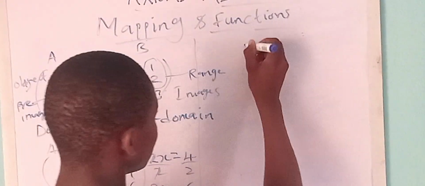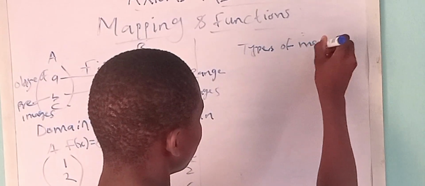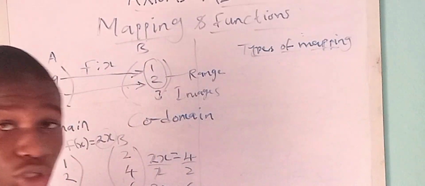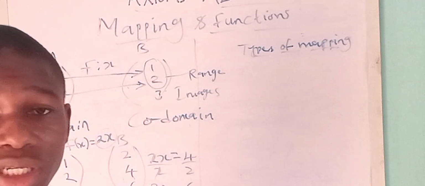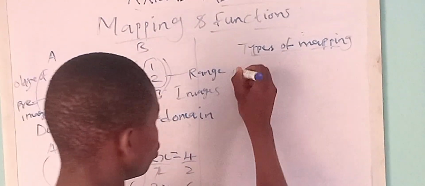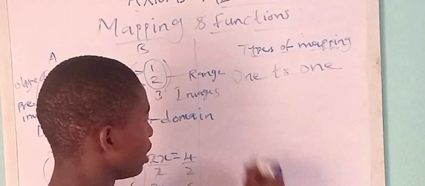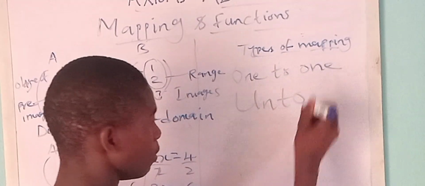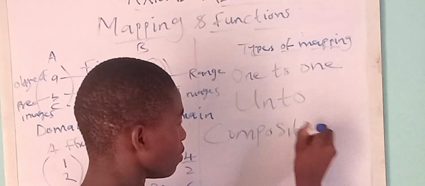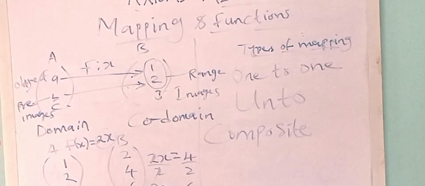So we have what? The types of mapping. I'm not going to go too far into the types of mapping. I'm going to take three main types of mapping, which I'm going to start with. The first one is one-to-one mapping. I have my onto mapping, and I have what? My composite mapping. So now I'm listing out just three types of mapping.